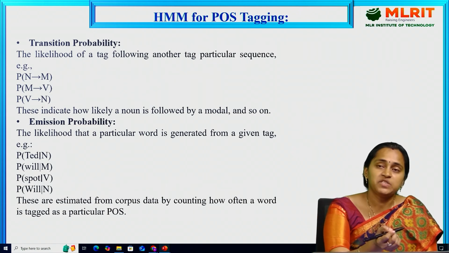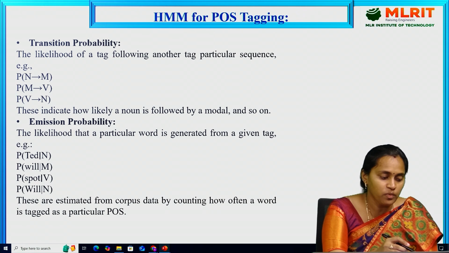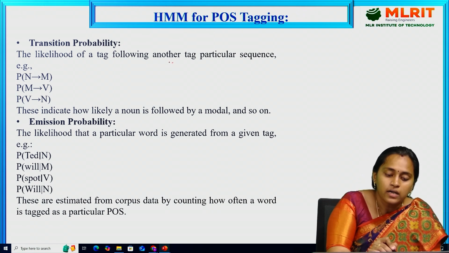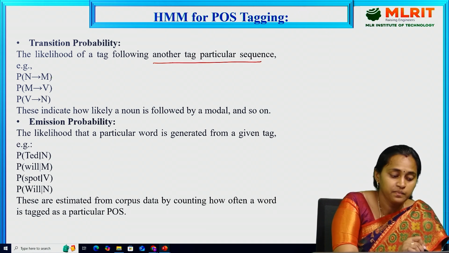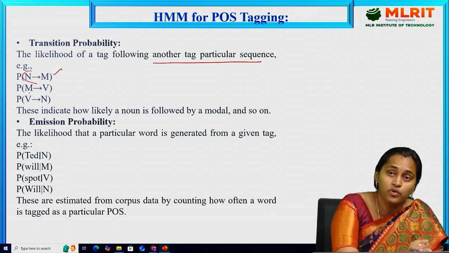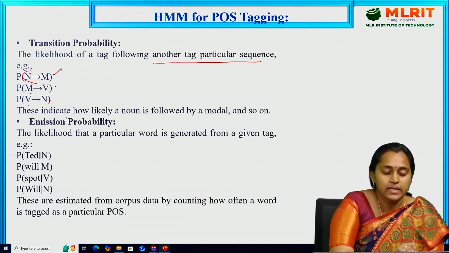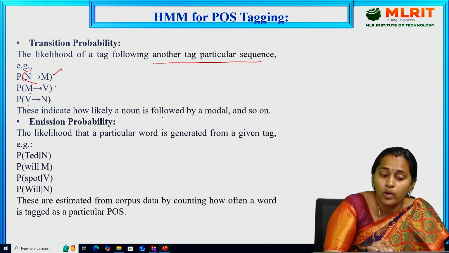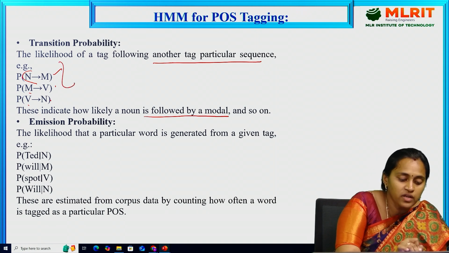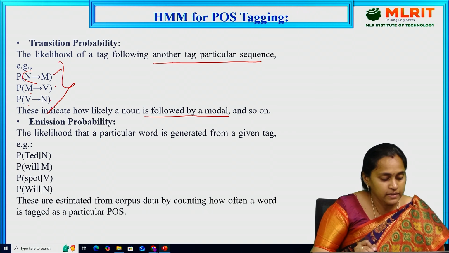Let's see the first one, how to find out the transition probability. What is the meaning of transition probability? It is a particular tag sequence. That is, the noun phrase is followed by the modal, followed by the verb, followed by the noun, right? Here, these indicate how likely a noun is followed by a modal and so on, right? This is the meaning of the sentence.